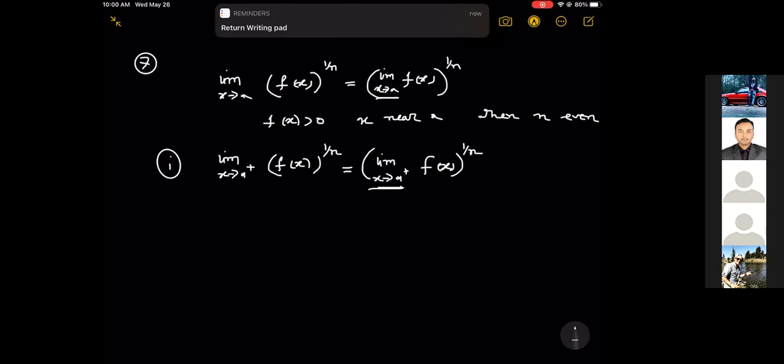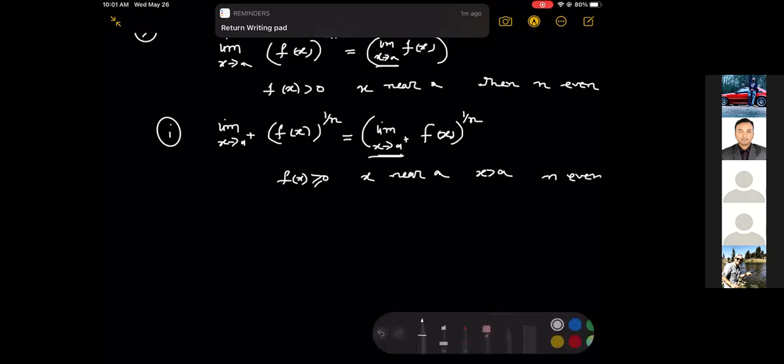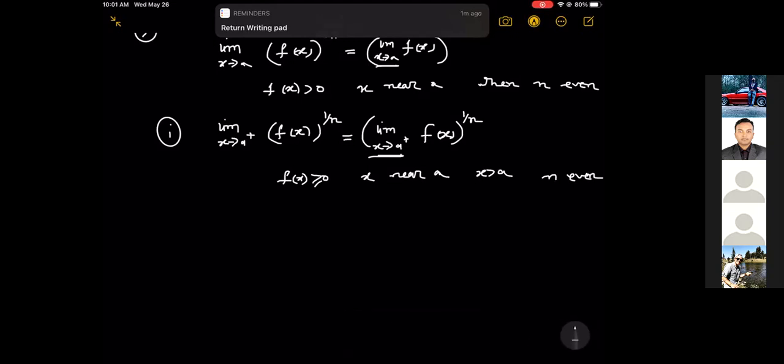So this is when f of x is greater than or equal to 0, for x near a, but x has to be greater than a as well. Obviously, n has to be even, because for n odd, we have already seen there are no problems with that. But for this one, x has to be greater than a. Can anyone tell me why?